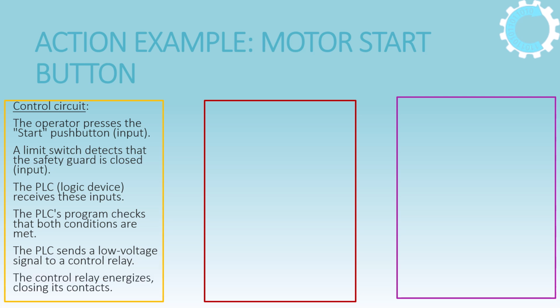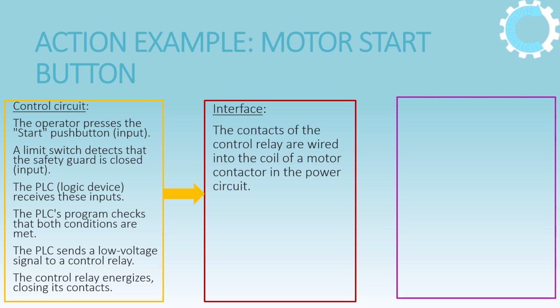The control relay in turn energizes, closing its contacts. The control relay is in this case the interface between the two circuits because its contacts are wired into the coil of a motor contactor in the power circuit.